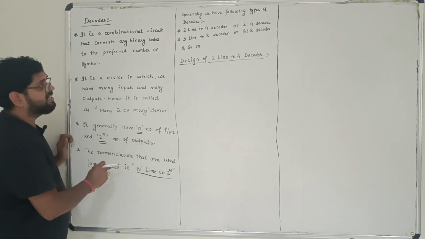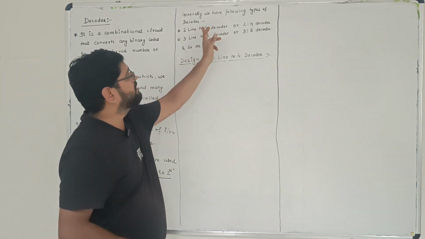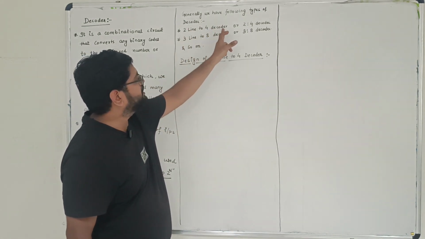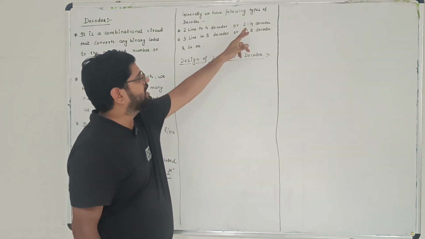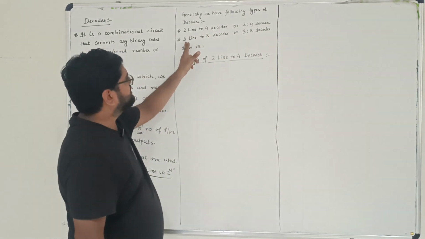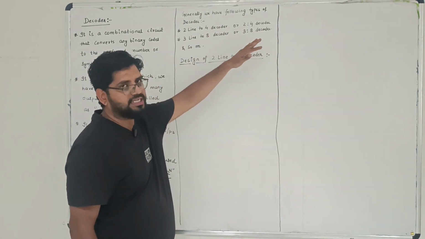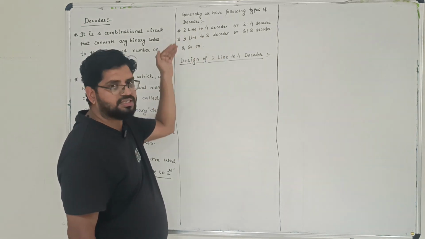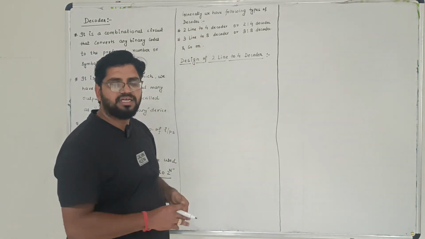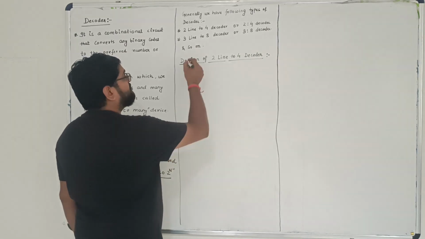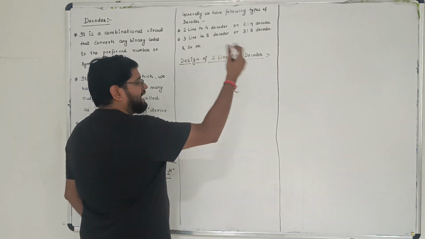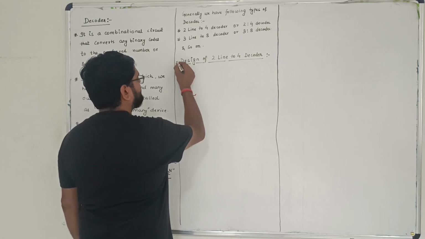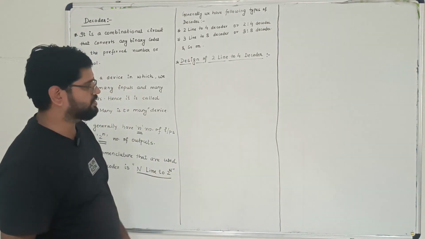Depending on its nomenclature, we have various types of decoder. There is 2 line to 4 decoder, sometimes also called 2 is to 4 decoder, and 3 line to 8 decoder, sometimes called 3 is to 8 decoder, and so on. We can go for 4 line to 16, 5 line to 32. We have to study these two, and depending on these we can design all the other types of decoders. So we'll start with the design of 2 line to 4 decoder.